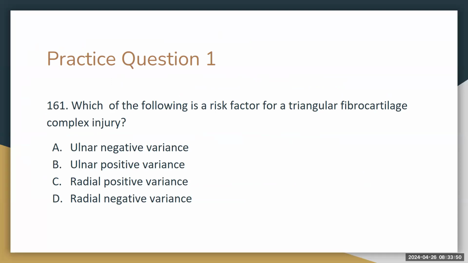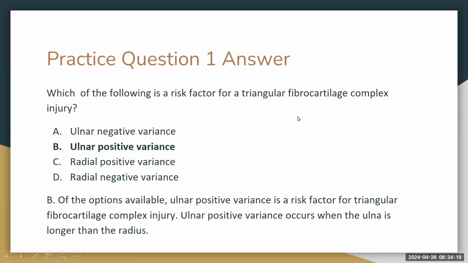So I did put some questions here at the end. So question 1, which of the following is a risk factor for a TFCC complex injury? Anybody can answer, but I can pick on Justin or Austin. Austin? Justin? Okay. Yep, you got it. So the ulnar positive variance, just a risk factor for these injuries. These occur when the ulna is longer than the radius.